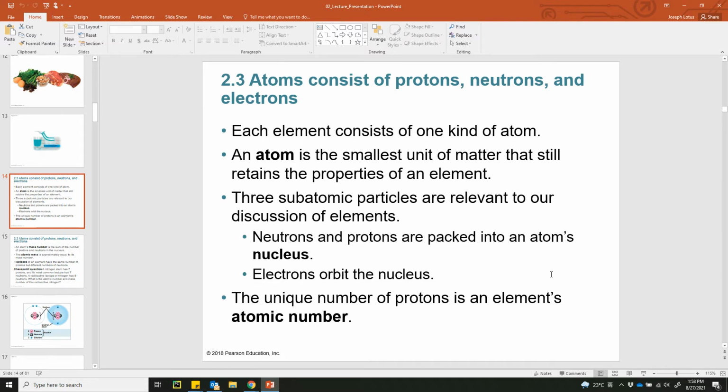Now, how many protons an atom has, that determines the atomic number, and that determines the identity of that atom. So if you look at an atom and you want to know what element this is, well, you can count the protons. If you count the protons, that will tell you exactly the identity of that atom.